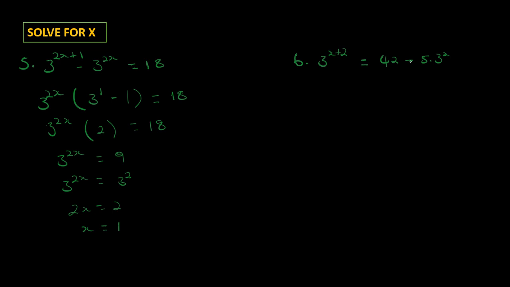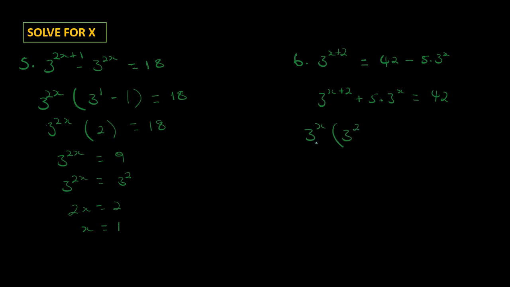This is a subtraction sign here. Can we group terms that have that 3 to the exponent x in them? So this would be 3 to the exponent x plus 2 added to 5 multiplied by 3 to the exponent x. So multiplication, and on the right remaining is a 42. Again, we see that we can take out 3 to the exponent x, and we would have 3 squared.